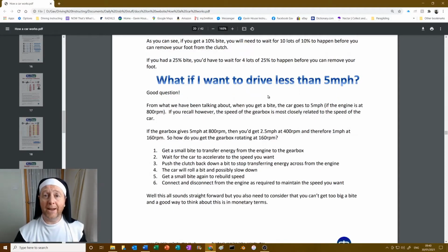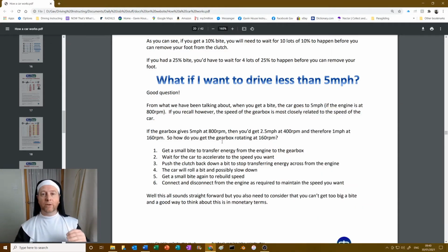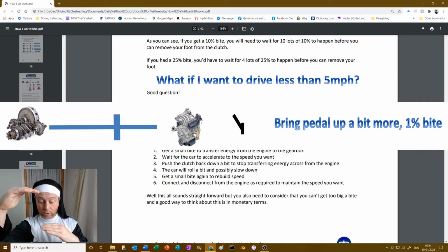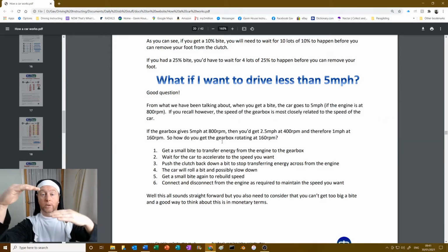What if I want to drive at less than 5 miles per hour? Good question. Right, now, remember that the speed of the car is actually to do with what gear you're in and the speed that the clutch is spinning or the gearbox is spinning. It's got nothing to do with the engine particularly, right? So if I wanted my engine running at 800 RPM and I just joined the gearbox to the engine, the gearbox would go up to that. And if I was in first gear, I would be doing 5 miles an hour. So I don't want to do that.